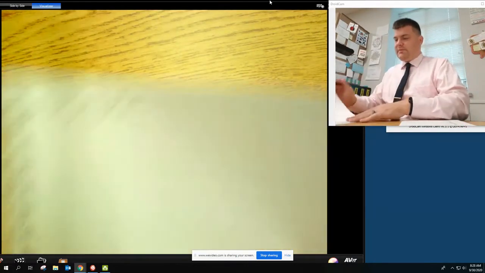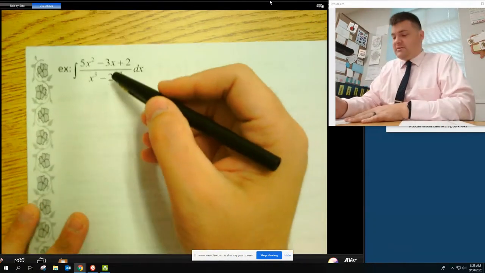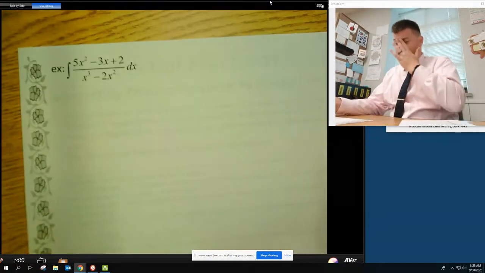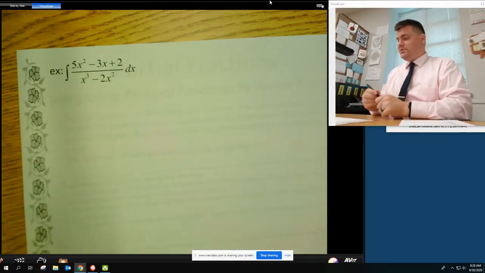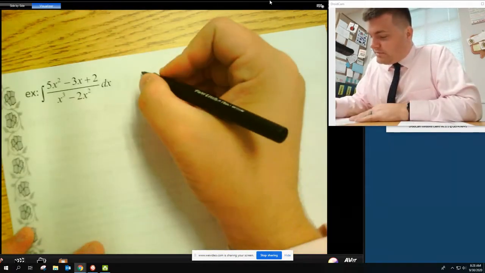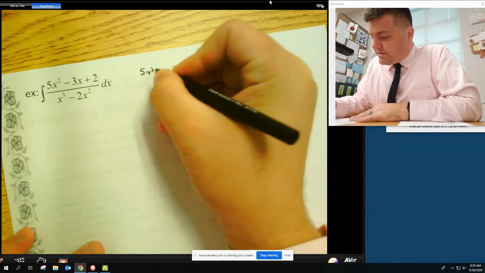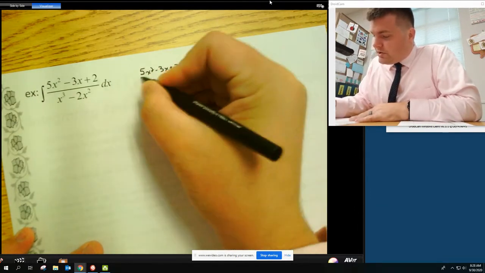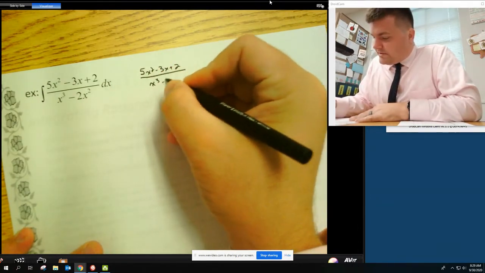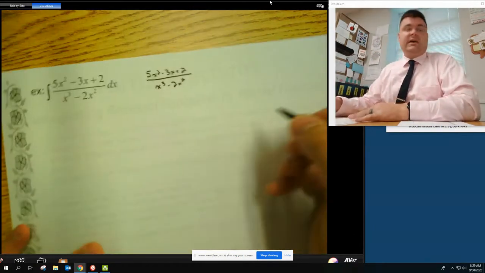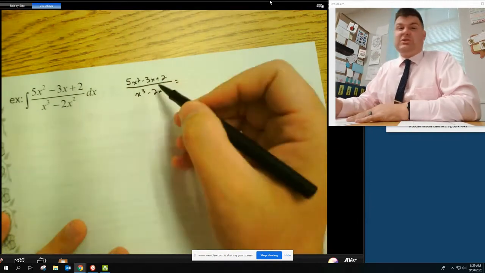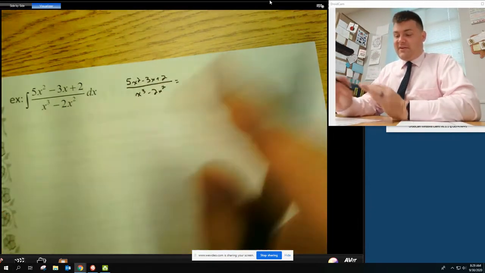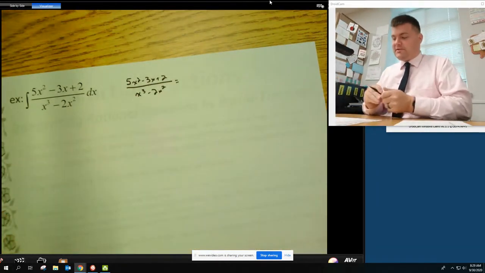Before I do any calculus, I'm going to want to rewrite this, because all of our techniques up to this point are not going to work. So I want to rewrite this as a fraction. The first thing I'm going to do is a little bit of side work here. I'm going to do 5x squared minus 3x plus 2 over x cubed minus 2x squared. I want to factor the top and the bottom here. Actually, no, sorry, just the bottom. The top does not factor. So let's factor the bottom.